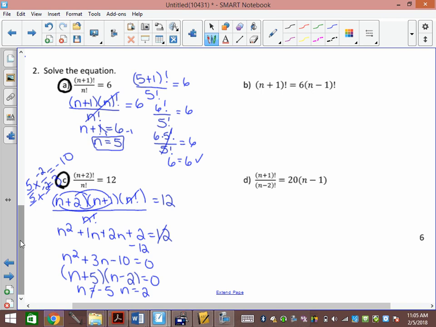but B is literally one step away from A and C. What could you do to get it to look like A and C? Divide that n minus 1 factorial over so it's equal to 6. Because you need them together in order to get something to go away.